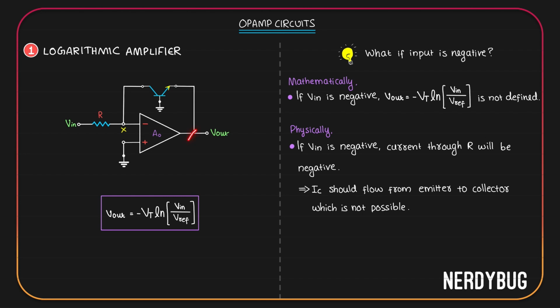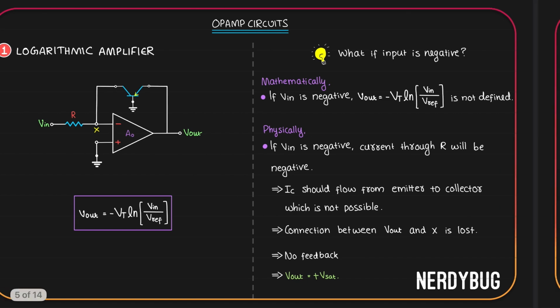Technically, the connection between output and the point X will be lost. That means the feedback is lost. So the negative input you give over here will reach the inverting input terminal. The Opamp effectively has an infinite gain now. So output will be at positive saturation voltage. This is why the circuit won't work. Now, what if your input is negative and you want to work with it? Either we can use an inverter and make it positive, or use a PNP transistor instead of an NPN one, because then the current will be able to flow in the opposite direction.